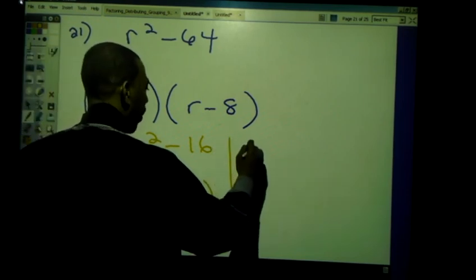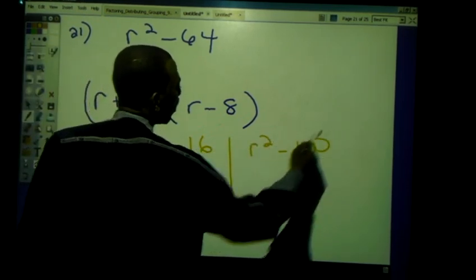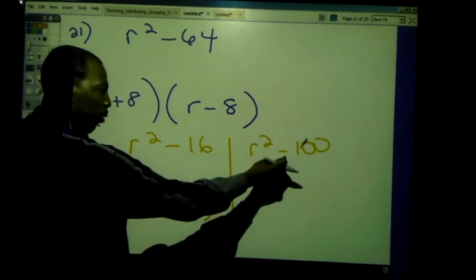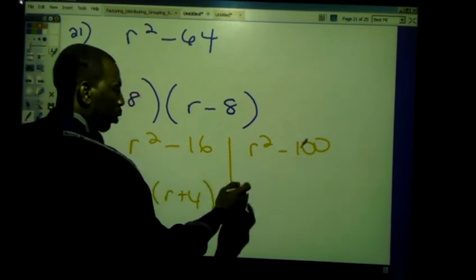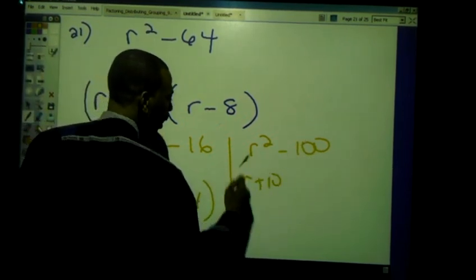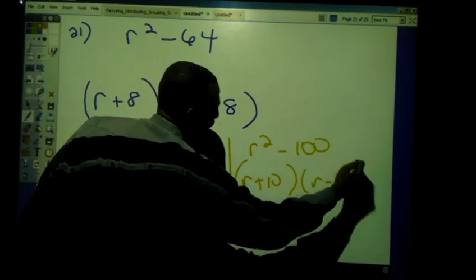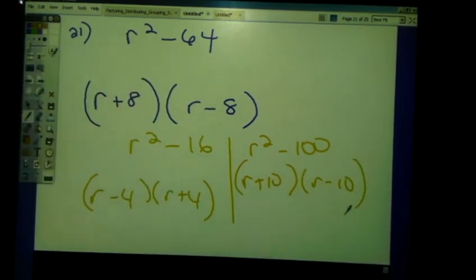If I had r squared minus 100, that's a difference. Difference means subtract 2 perfect squares. My answer is going to be r plus 10 times r minus 10. These are very easy to recognize. These are a lot smaller than all the other problems that you're going to do on the test. And it's going to be a minus sign in between 2 perfect squares.